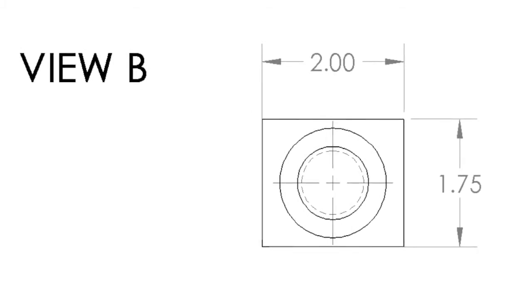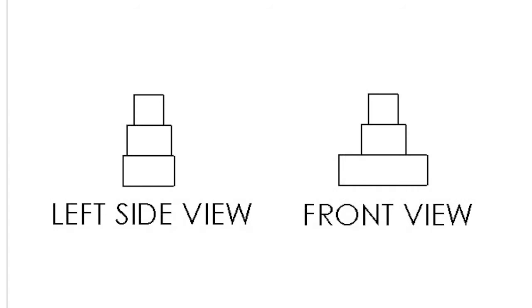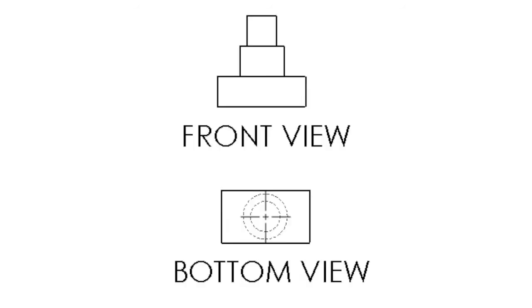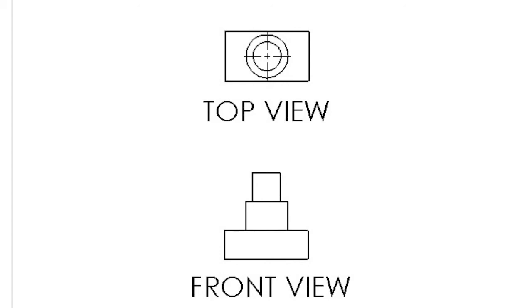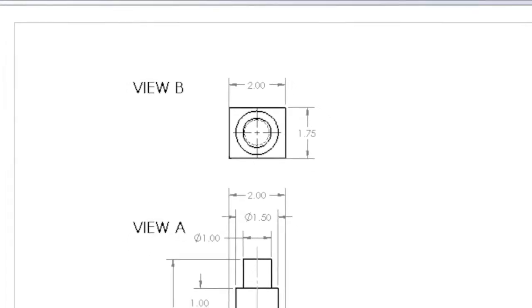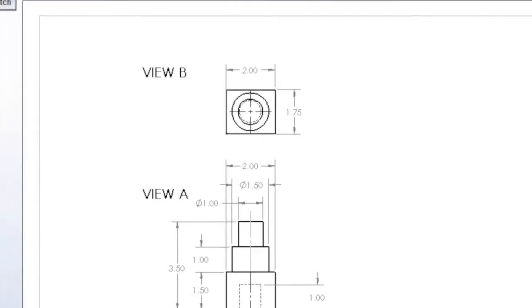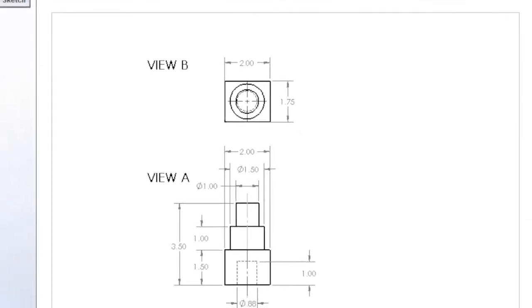This secondary view can be a right side view, a left side view, bottom view, or top view. The viewpoint of the second view should show details that are not adequately shown in the front view. The drafter will choose the secondary view that best displays the rest of the part.